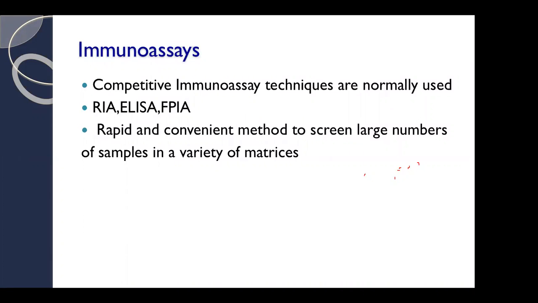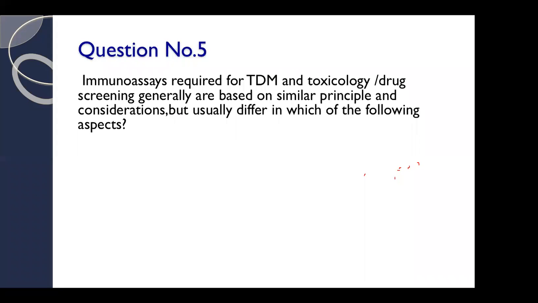I'll also not go into the details of immunoassays. Mostly competitive immunoassays are normally used, including radioimmunoassay, ELISA, and fluorescence polarization immunoassay. Then we have chemiluminescence immunoassay-based instruments as well. The immunoassays are rapid and convenient methods to screen a large number of samples in a variety of matrices.